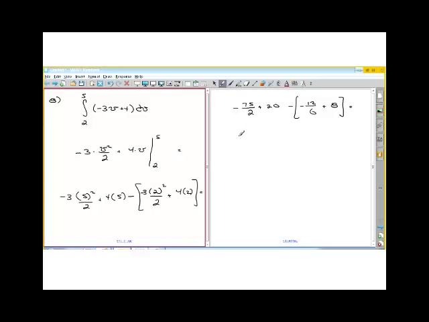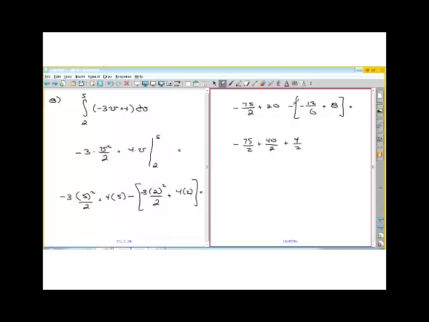Okay, now what do we have? Let's put them all in terms of halves, because this is an odd number. So we get negative 75 halves plus 40 halves. You just multiply both the numerator and the denominator by 2. 12 divided by 6 is 2, but in terms of halves, it's going to be 4 halves. And you get a negative times a negative. And then a negative times a positive is 8. 8 in terms of halves is 16 halves.